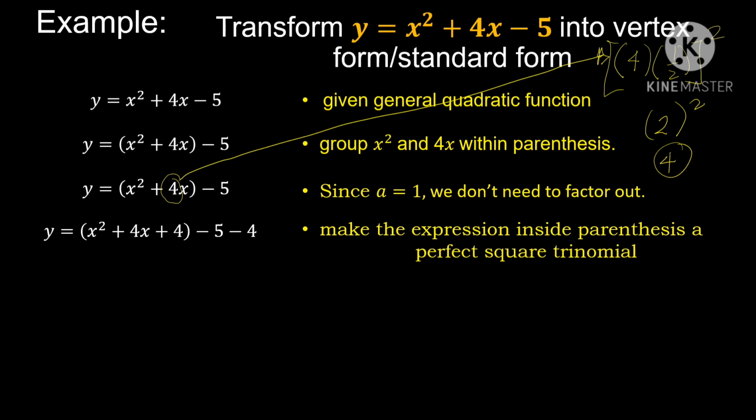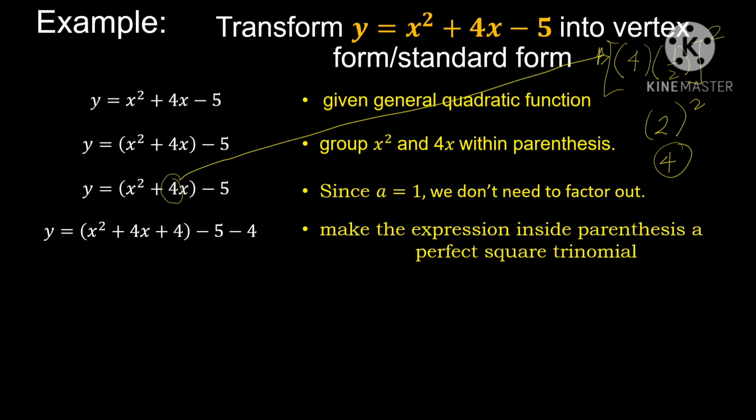So, it will become now the quantity x squared plus 4x plus 4. We added this result, 4, minus 5 minus 4. So, we subtract outside to maintain the value of the expression at the left side para maging doon pa rin sa original. Kasi pag in-expand natin, makaka-cancel itong 4. So, babalik pa rin dito sa original. So, to maintain the value.